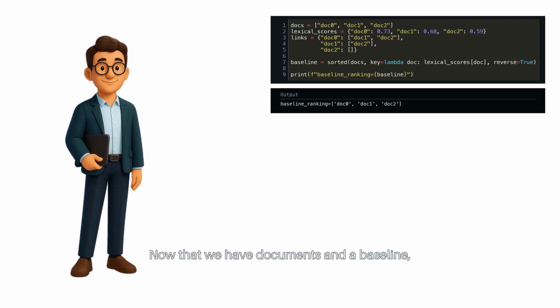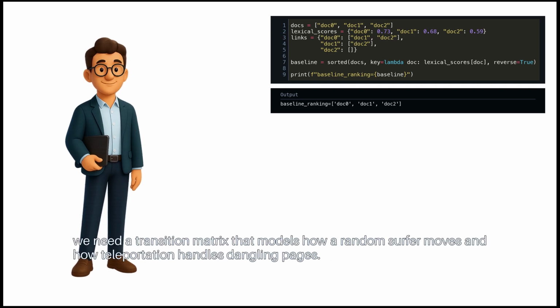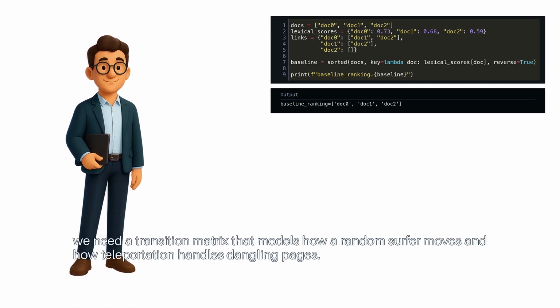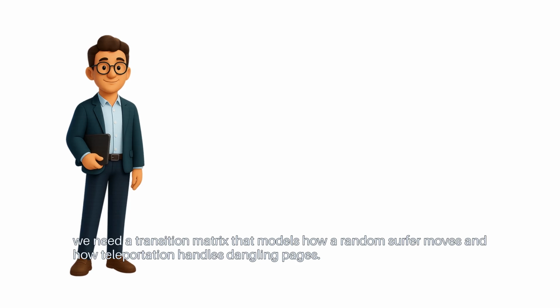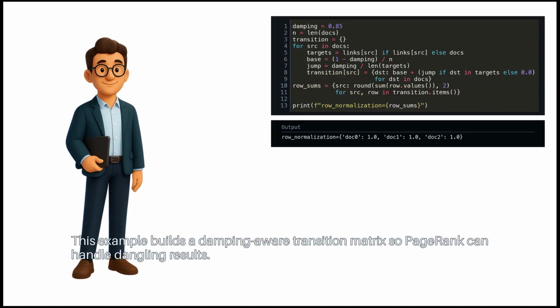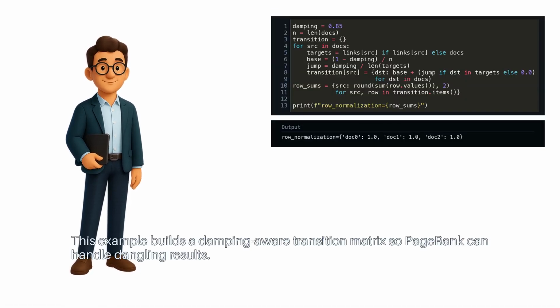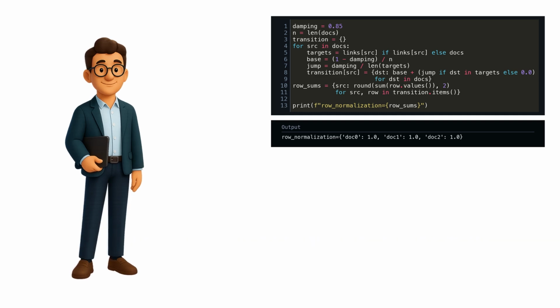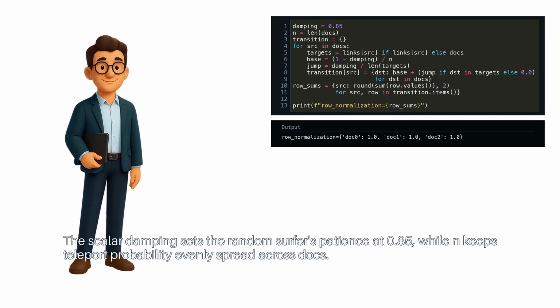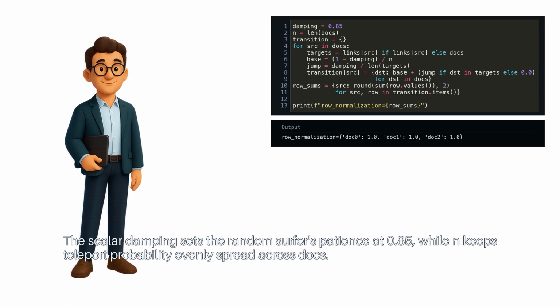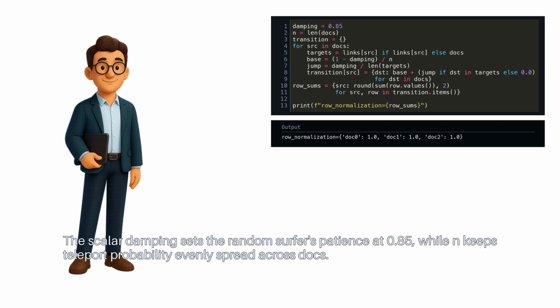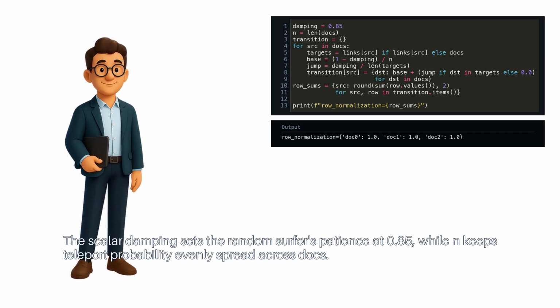Now that we have documents and a baseline, we need a transition matrix that models how a random surfer moves and how teleportation handles dangling pages. This example builds a damping-aware transition matrix so PageRank can handle dangling results. The scalar damping sets the random surfer's patience at 0.85, while n keeps teleport probability evenly spread across docs.